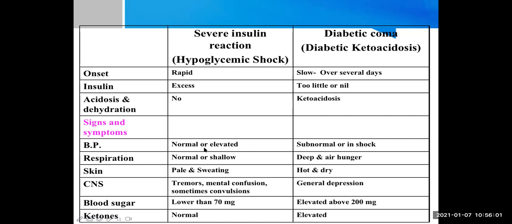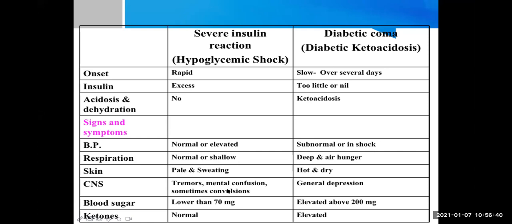Regarding the signs and symptoms, blood pressure is normal or slightly elevated because of sympathetic nervous system stimulation. Because of hypoglycemia, BP is slightly elevated, but in DKA, because of severe dehydration, it is subnormal or the patient is already in shock, and this shock is hypovolemic shock. Regarding respiration, it is normal or shallow, and in case of DKA, this is known as Kussmaul breathing, so it is deep with air hunger. Regarding the skin, the patient has pale and sweaty skin, and in case of DKA, it is hot and dry.